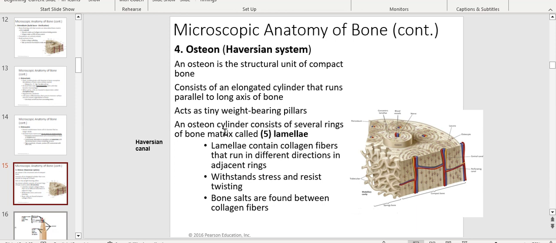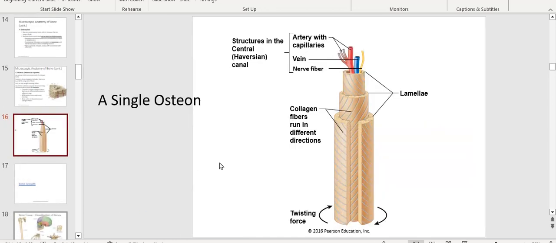An osteon cylinder consists of several rings of bone matrix called lamellae, which contain collagen fibers that run in different directions in the adjacent rings. We'll show you these. It's all about stress and resisting twisting. Bone salts are found in between these collagen fibers. Have a look here, you'll see that the collagen fibers are running in different directions.